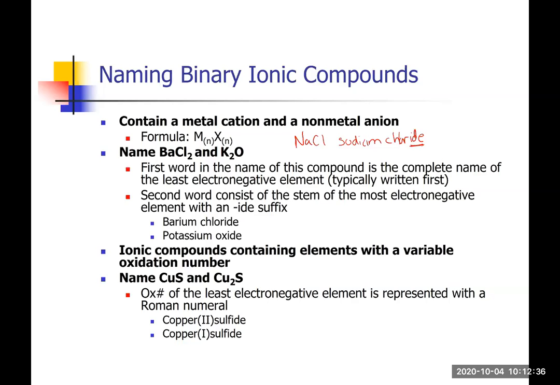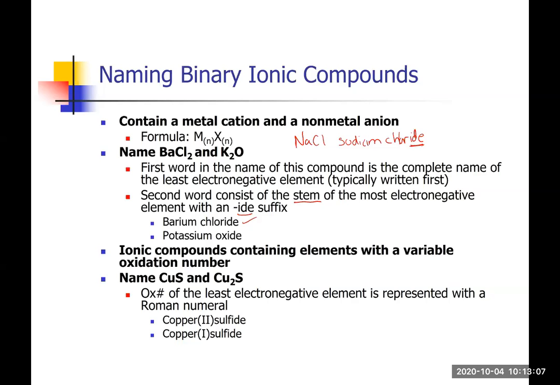So if we name BaCl2, that is barium. The second word is going to consist of the stem of the most electronegative element, and we're going to add that IDE suffix, or switch out the suffix that's there and use the IDE suffix. So that would be chlor, and then the INE is changed to IDE, just like you did with sodium chloride. So the name of BaCl2 is barium chloride.